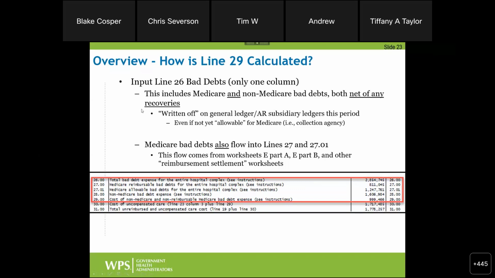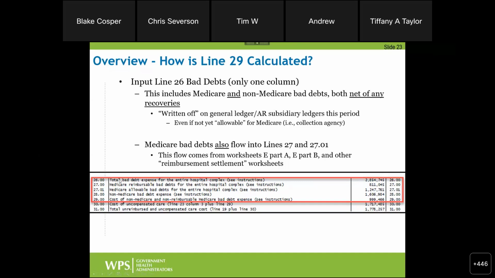The other thing that's been a little contentious over the years is that line 26 is supposed to be those bad debts written off on your general ledger or your accounts receivable ledgers, even if they're not yet allowable for Medicare. So even if you have a Medicare patient that's included in this total bad debt, what we want to see is when was it written off on your general ledger, even though you may have had to wait even longer to report it for Medicare purposes due to waiting to be returned from the collection agency or whatever. So that's something we've tried to work with CMS to get it clarified a little bit in the instructions.